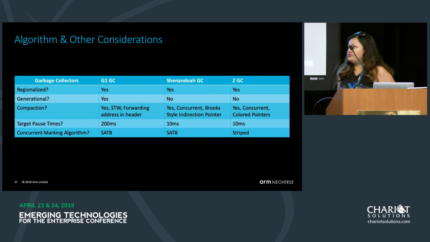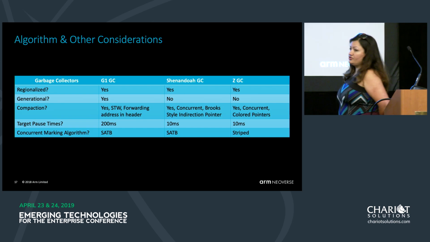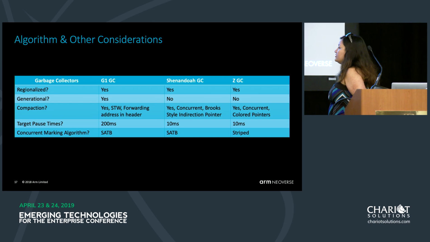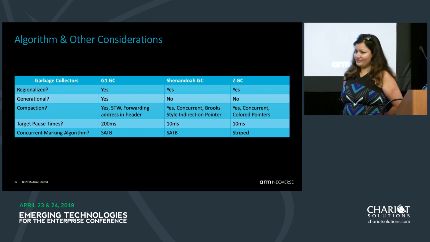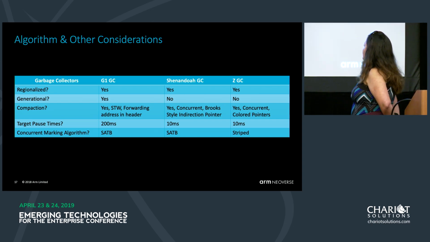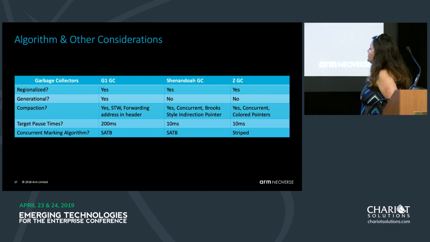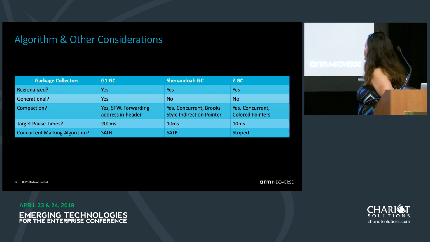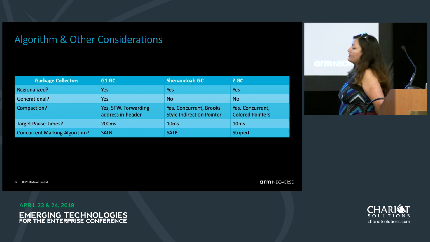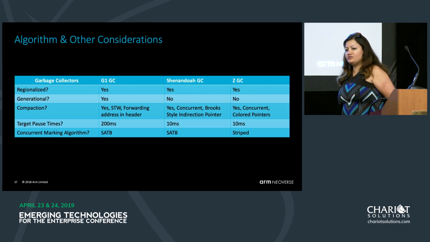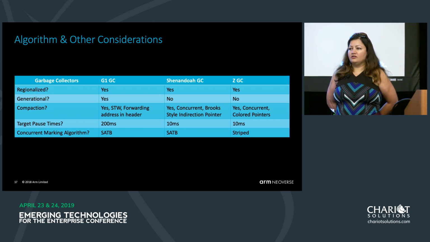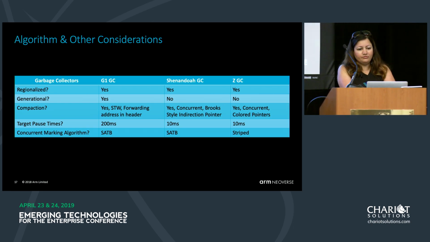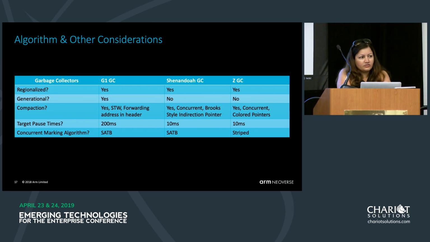The last one is ZGC, which is regionalized, is not generational, and it uses concurrent colored pointers. Actually, the core concept is colored pointers, and the compaction is achieved concurrently. Target pause time is also about 10 milliseconds or less, and the way concurrent marking is achieved is by striping. So GC threads get their own stripes to work on, and I'll show more about that when we deep dive into it. So let's first look at G1 GC.